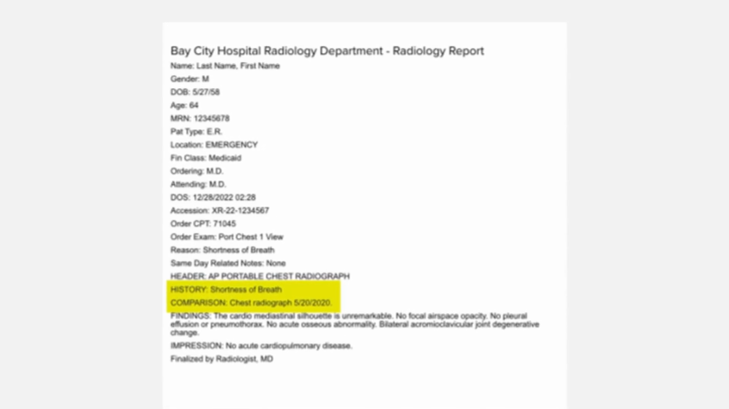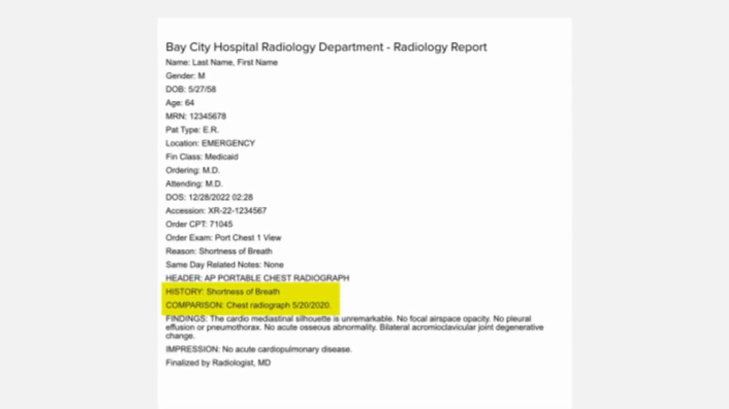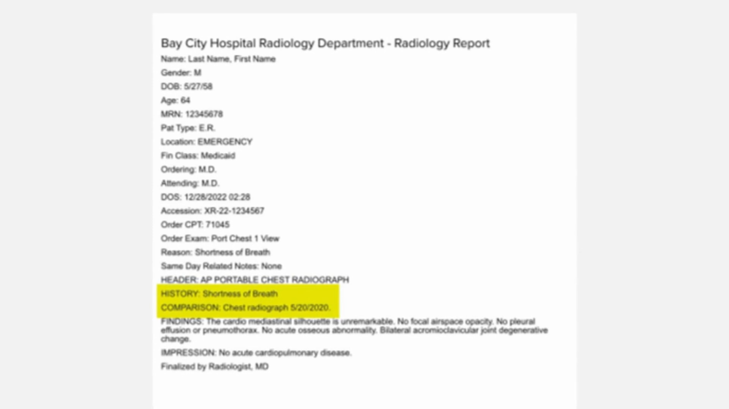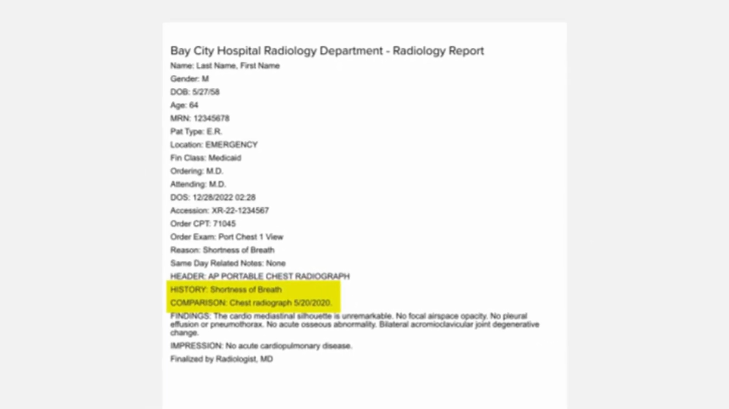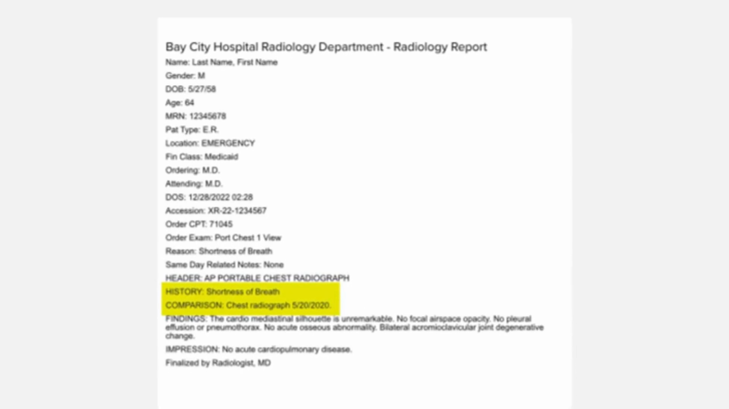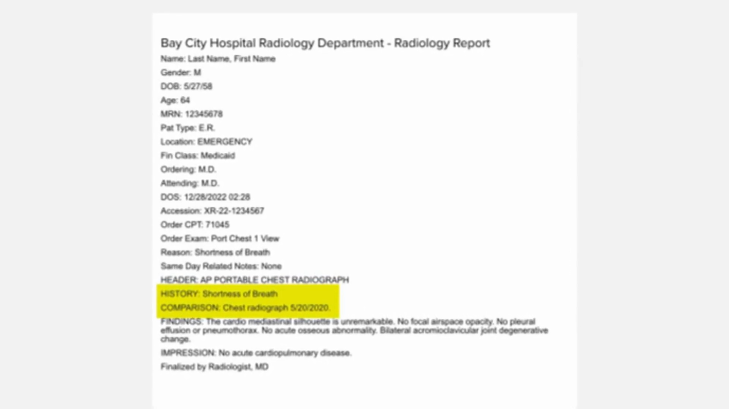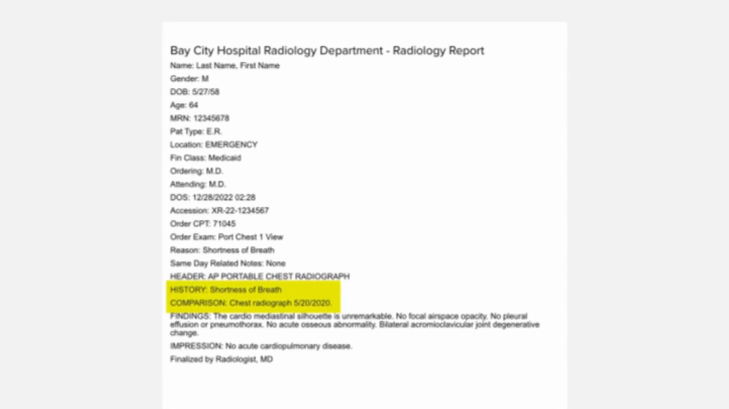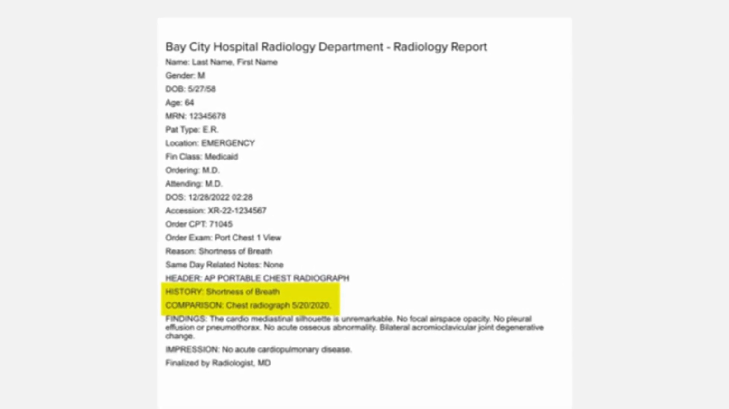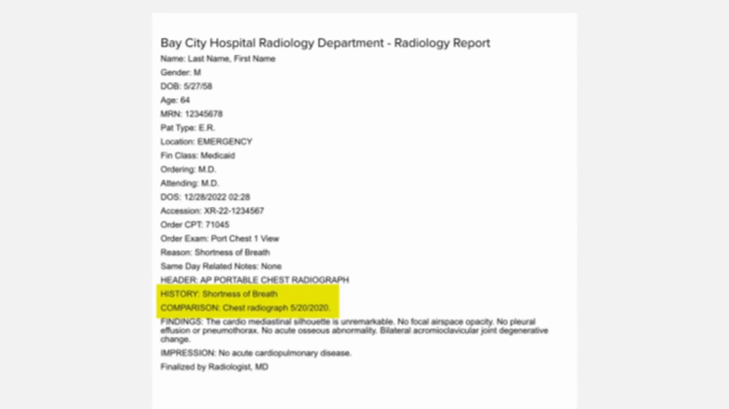History, shortness of breath, the radiologist's documentation of why the exam is being performed. Comparison, chest radiograph, May 20th, 2022. Documentation of the last exam done at that facility. This exam is located in the PACS system. If the patient comes to the facility with outside images and the radiologist uses them, it will be documented here.